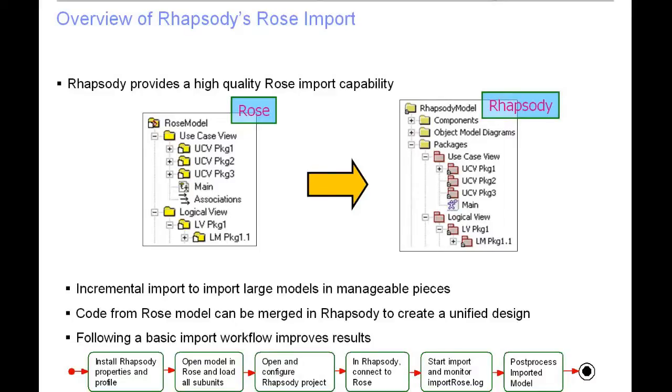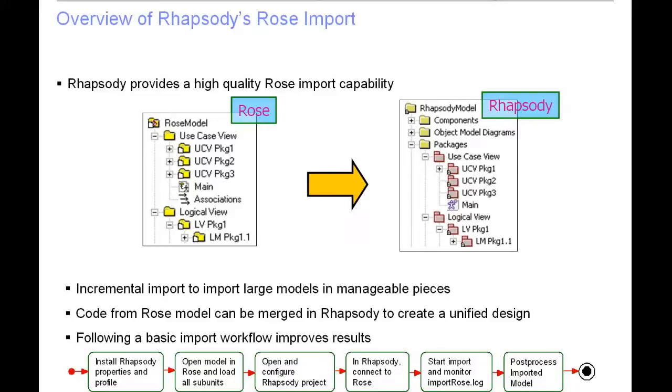I know people have had different experiences with moving models, and we have made improvements over the years when we encounter these problems. One example is the incremental import. We know some Rose models can be very large. We had some customers moving very large models, and we added these incremental importing capabilities to help with bringing in those designs.